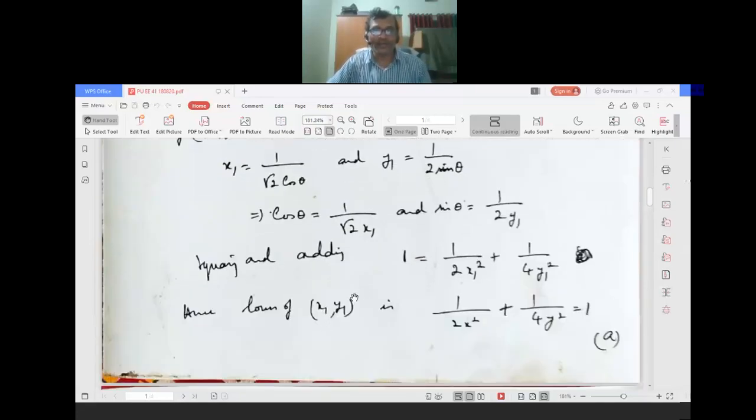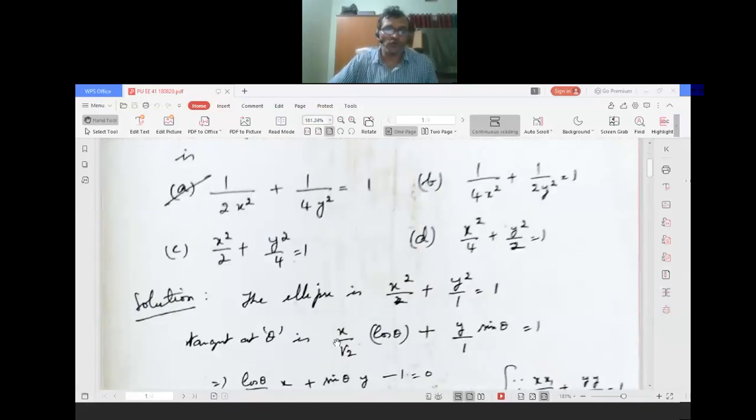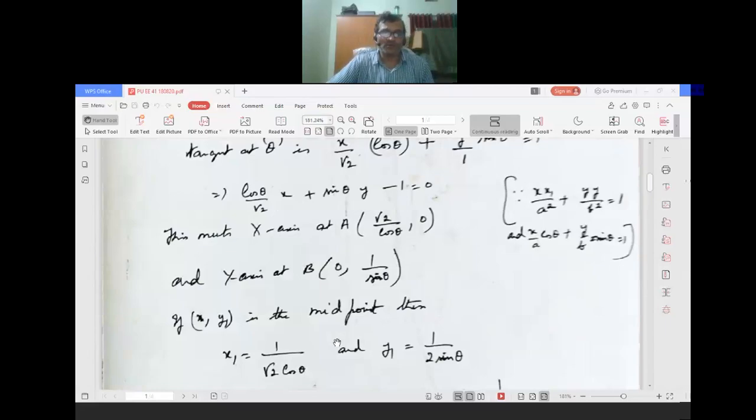Now squaring and adding. If I square and add, 1 by 2 x1 squared plus 1 by 4 y1 squared is equal to cos squared theta plus sin squared theta, that is 1. Hence the locus of x1 y1 is 1 by 2 x squared plus 1 by 4 y squared is equal to 1, and that is option A. That is nothing but option A.